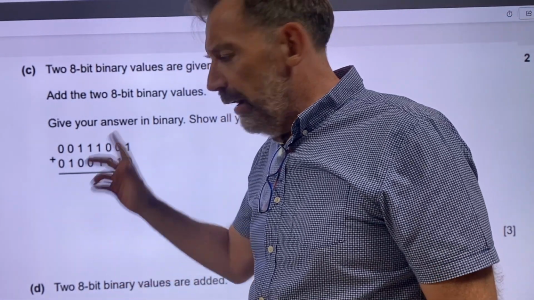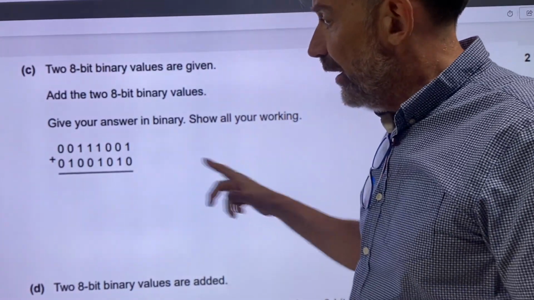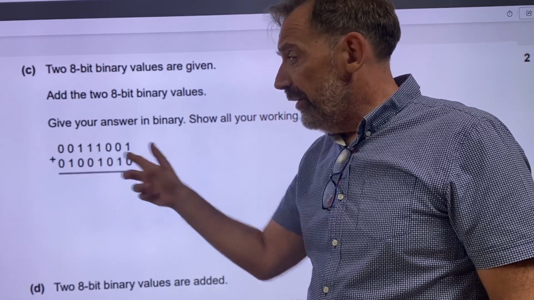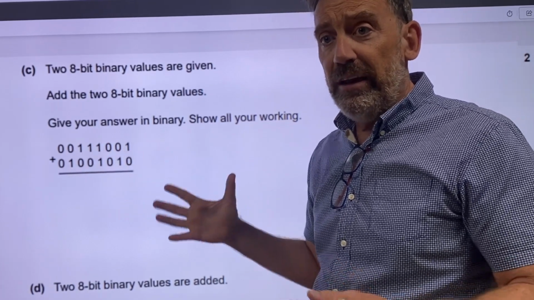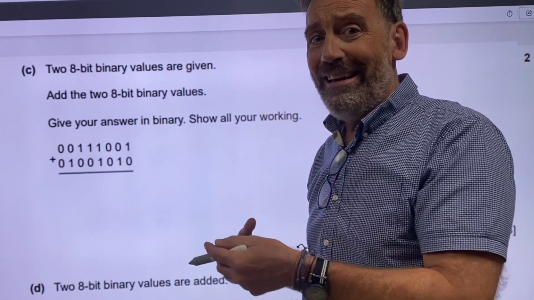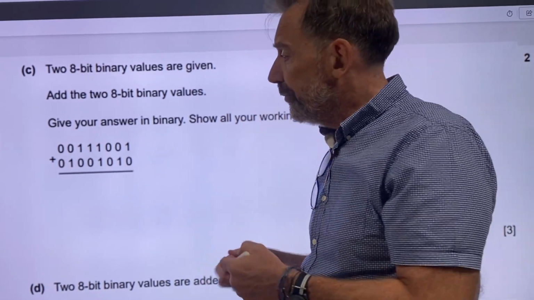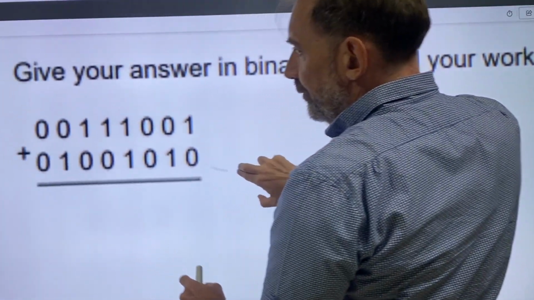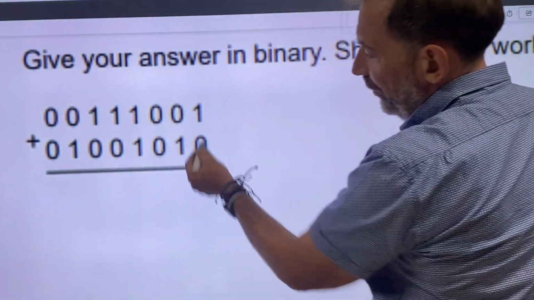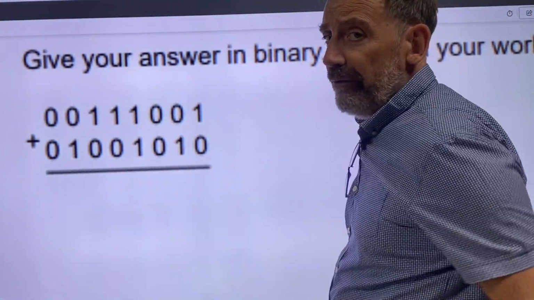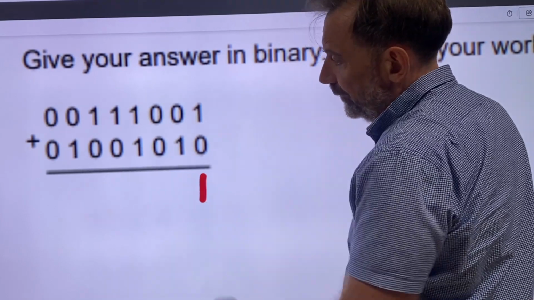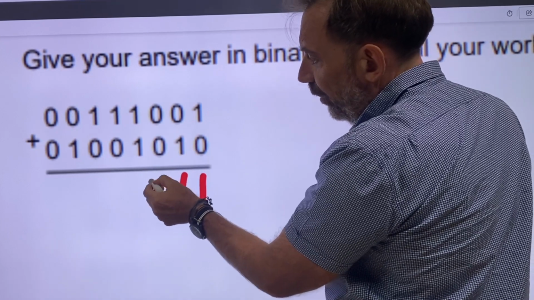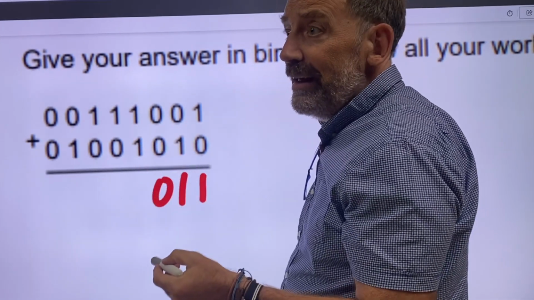Now, if you know how to do this, and I'll show you the way to do it, it's so easy. If you don't, convert these two values into denary, add them together, and then convert the denary value back into binary. But for this one, 1 plus 0. We can only have 1s and 0s in binary. 1 plus 0 is 1. 1 plus 0 is 1. 0 plus 0 is 0. 1 plus 1 is 2.